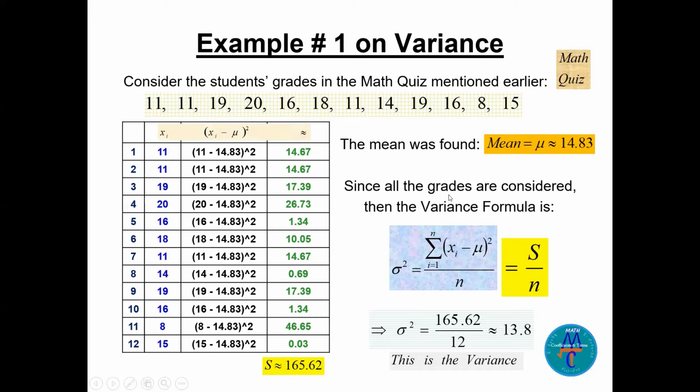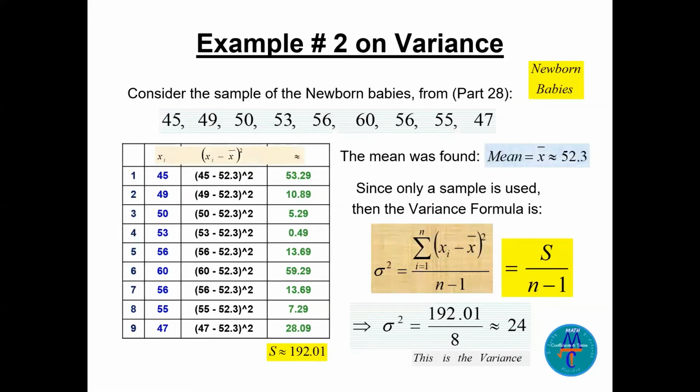Since you are using all the grades, you are not taking a sample, so the variance will be sigma squared, the summation here of all these squared, S, 165.62 divided by N. N is the number here of all the people in this study, which is 12. So 165.62 divided by 12, you will get 13.8. This is the variance.